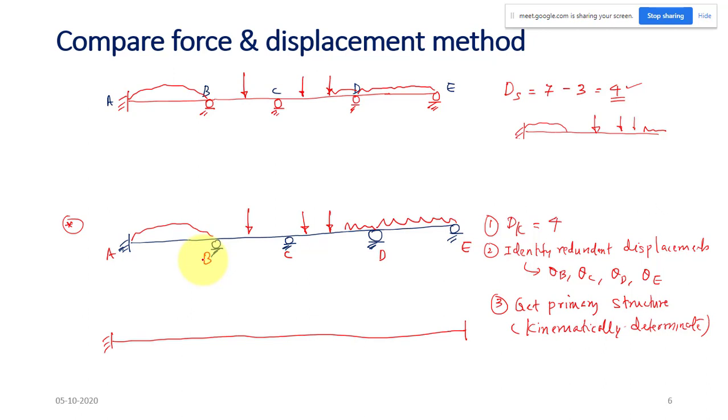So to get the primary structure, what is primary structure? We have to understand that it is kinematically determinate. That means I have to make all the unknown displacements, meaning rotation here, equal to 0. To make that 0, I will draw it like this and make this fixed. This is also fixed. So this is the structure that is kinematically determinate. It is my primary structure in the displacement method.